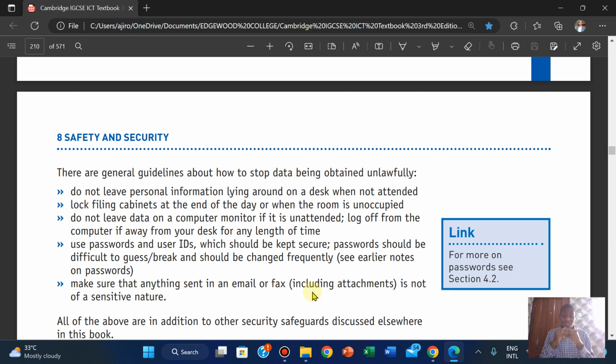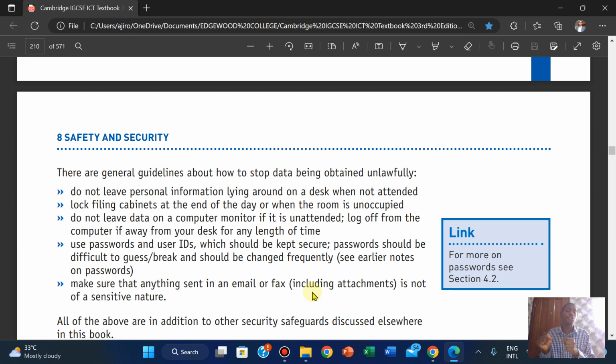Okay, so please, it's important. Don't leave data on, even if it's your own. Don't just leave it. Ensure that you are logged off. Use passwords and user IDs, which should be kept secured, right? You should use your passwords and IDs to secure your system, to ensure people don't just get access to it.